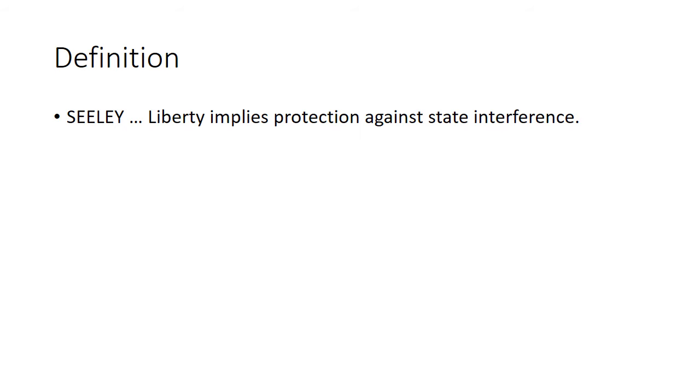Now let's see the definition of liberty. Seeley defined that liberty implies protection against state interference. That is, if people are protected from state interference, that is, the state should not interfere in their personal matters, they are totally free. Such a situation is called liberty, and this must be the right of each and every individual to have a personal life where nobody could interfere.